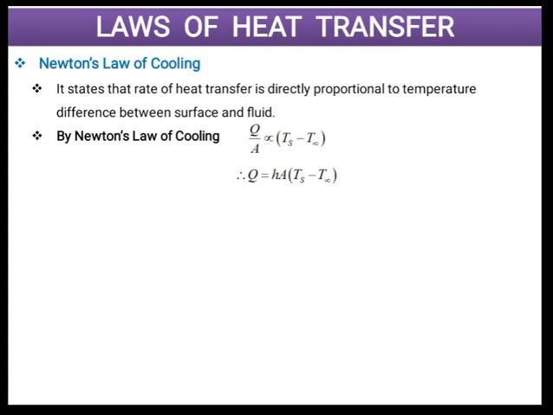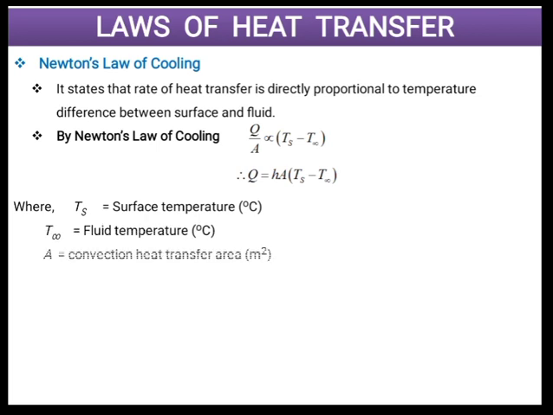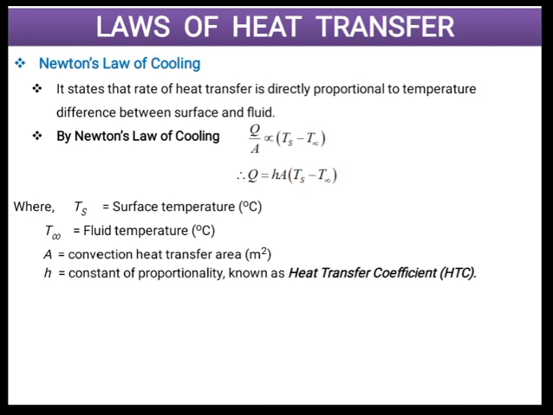Then we want to eliminate this proportionality sign, so we need a constant of proportionality. It is given by this parameter h. So Q becomes h A (Ts minus T infinity). Remember this one thing, this h is known as the heat transfer coefficient. Like I said, Ts is surface temperature, T infinity is fluid temperature, A is convection heat transfer area, and h is the constant of proportionality known as heat transfer coefficient. Henceforth, we will call it HTC.